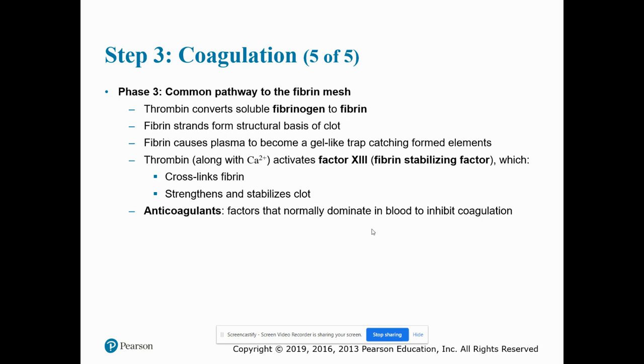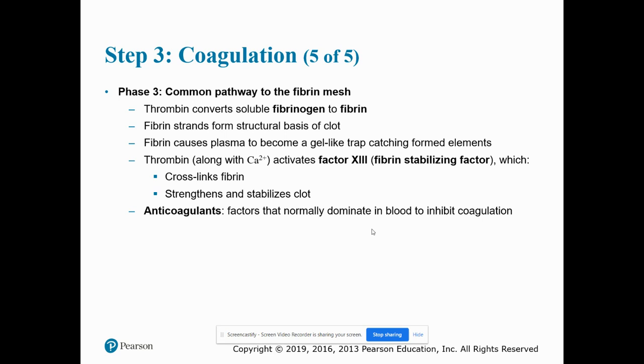Phase 3, common pathway to the fibrin mesh. So thrombin converts soluble fibrinogen to fibrin, and then the fibrin strands form the structural basis of the clot. And what happens is the fibrin is actually going to cause the plasma to become gel-like, which will trap the formed elements. And then thrombin, along with calcium, will activate factor 8, which is then going to cross-link the fibrin, which will strengthen and stabilize the clot.